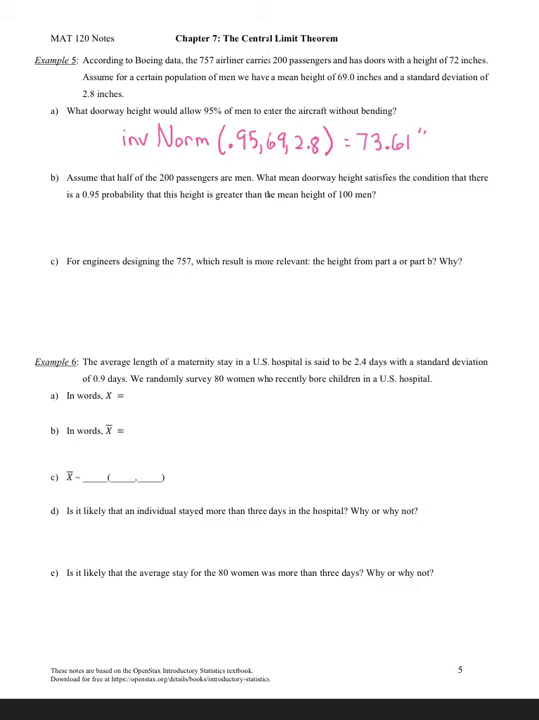Take a look at example B. Assume that half of the 200 passengers are men. What mean doorway height satisfies the condition that there is a 95% probability that this height is greater than the mean height of 100 men?